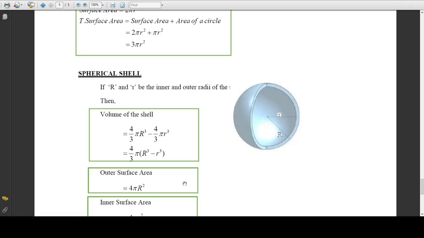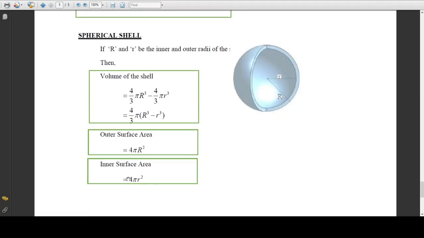Now the outer surface area is the same thing as a sphere. The outer surface area will be with the outer radius. The inner surface area will be with the inner radius. 4 pi R square and 4 pi r square, the same thing, but outer will be with capital R, inner will be with small r.